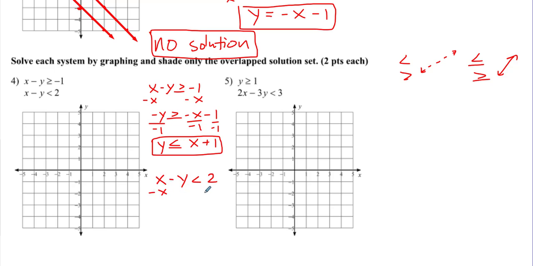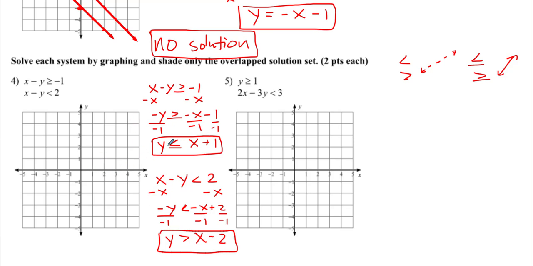So let's do this here. -x minus x. Negative y less than negative x plus 2. I'm going to divide every term by negative 1. Then I'm going to get y. Look at this direction of the sign. Right now it's less than. I got to flip it to greater than. Negative 1 over negative 1 is positive 1. 2 over negative 1 is minus 2.